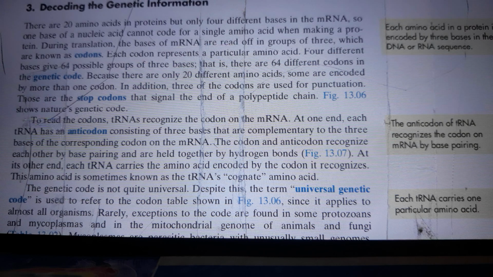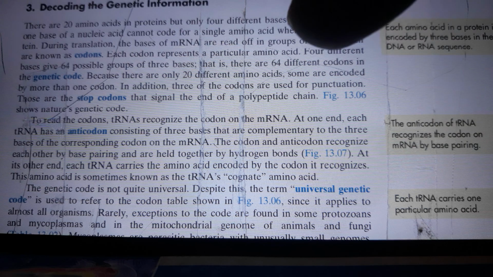Now each codon represents a particular amino acid. 4 different bases give 64 possible groups of 3 bases, that is 64 different codons in the genetic code. Because there are 20 different amino acids, some are encoded by more than one codon. In addition, 3 of the codons are used for punctuation. Those are the stop codons that signal the end of a polypeptide chain. So this decoding of the genetic information will be a continuation in the next lecture, okay? To read the codons, tRNAs recognize the codon on the mRNA, right? At one end, each tRNA has an anticodon consisting of 3 bases that are complementary.